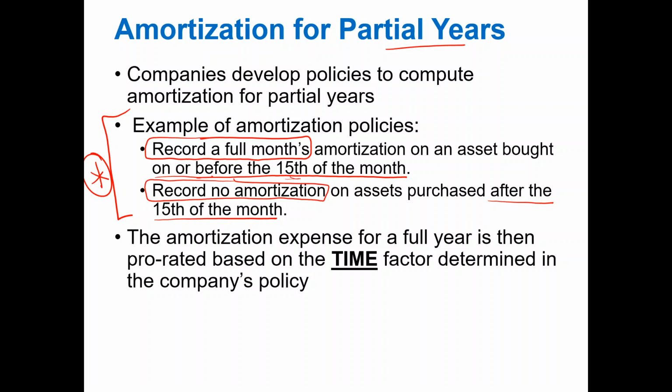So basically, as we're doing this, you calculate amortization expense for a full year, but then we're prorating it based on the time that we have it. So how many months have we owned that during the year? Or if you record amortization every single month, you would calculate it for a full year, but then divide it by 12 to know the monthly amount that you record each month.